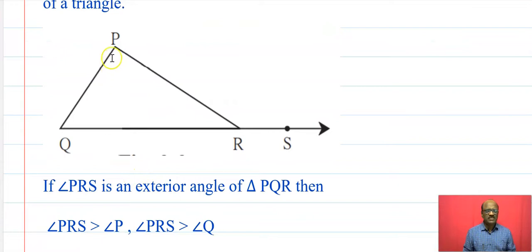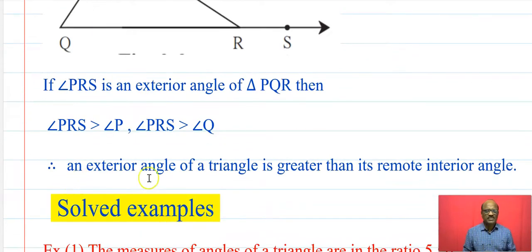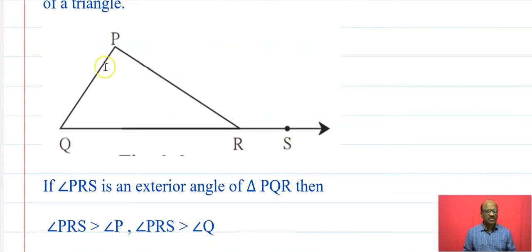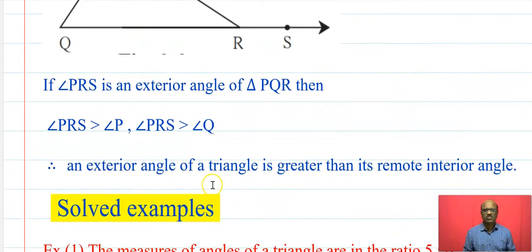Now see this here, that is in triangle PQR, angle PRS is the exterior angle. The measure of angle PRS is greater than P, and PRS is greater than Q in this way. An exterior angle of a triangle is greater than its remote interior angles. This exterior angle is greater than both the remote interior angles.